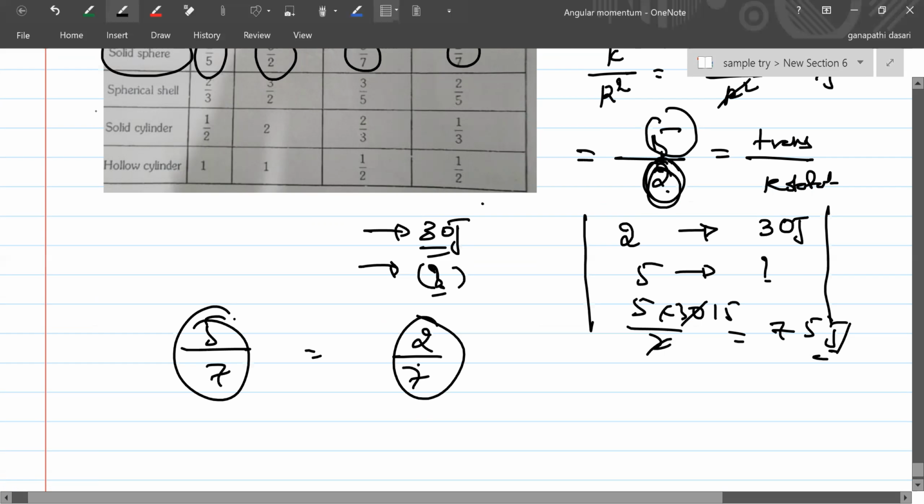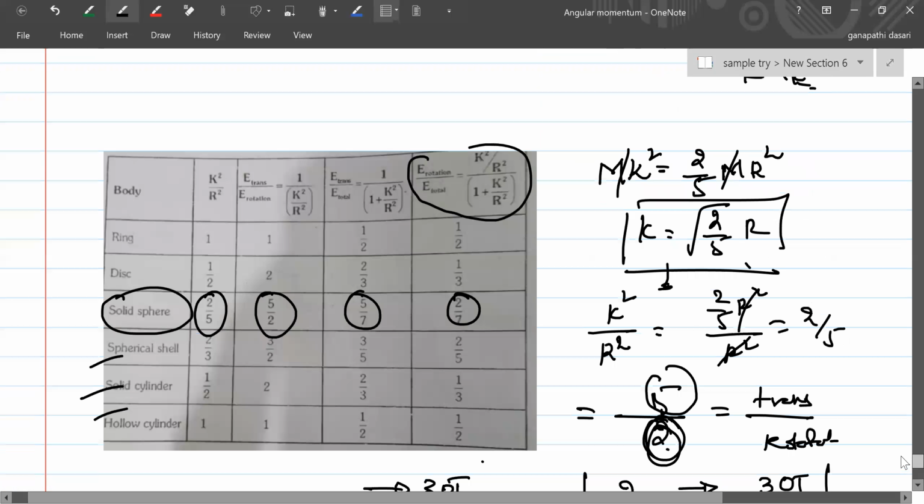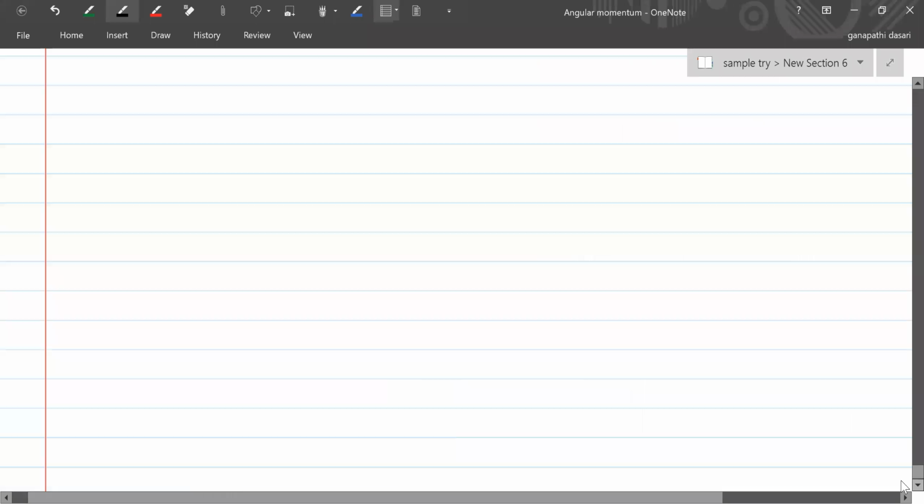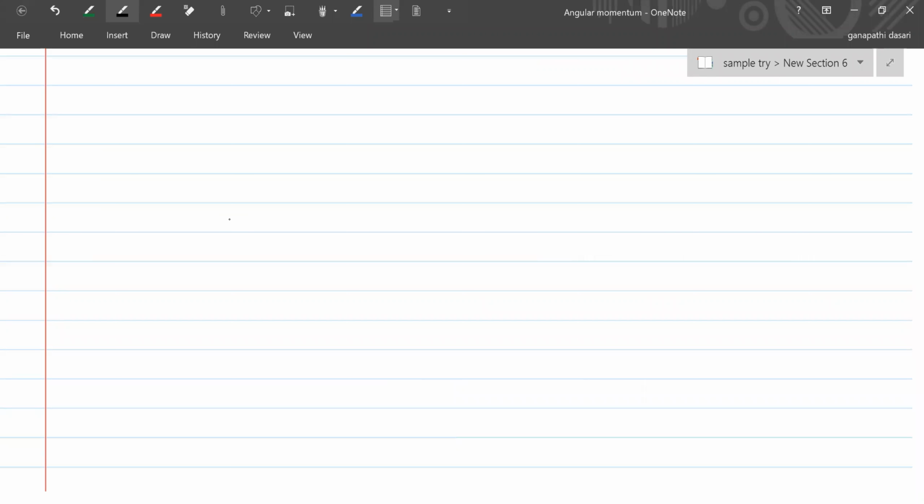Like that, you can solve for spherical shell, solid cylinder, hollow cylinder. All these diagrams, you can try solving them. In exam, any kind of question can be asked. Shall we go ahead? Is there any doubt? No, sir, I understood.